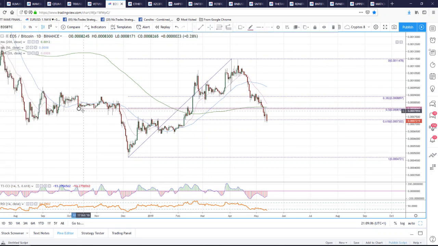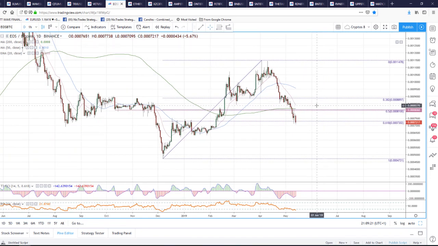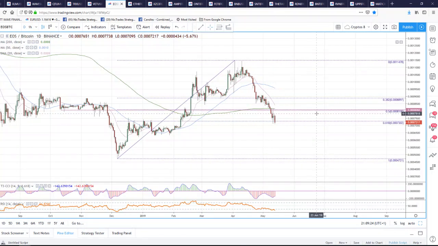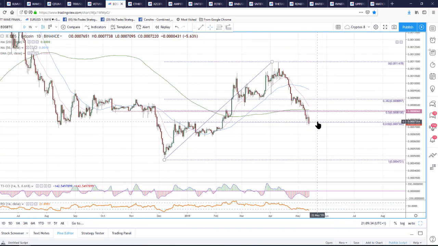We can see going all the way back, if we go all the way back here, you can see these lows, a strong support and resistance level. So here, and this 200 moving average, that was the resistance we couldn't get above. For me, unless EOS gets back above this level and back above this 200 moving average, you really don't want to be in EOS Bitcoin. You want to be in Bitcoin.